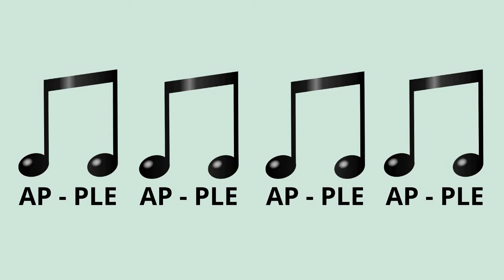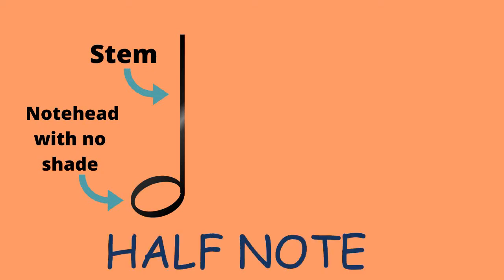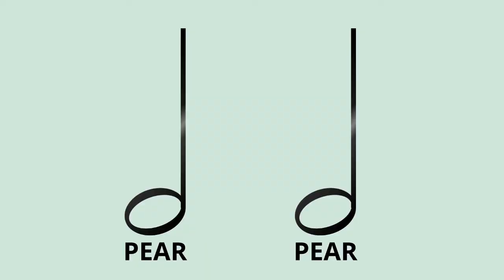Good job. Now the third note that we're going to learn looks like this. It has a note head with no shade and a stem. This note starts with letter H. Do you recall the name of this note? If you answered half note, you're correct. Now the half note has two counts. It is longer than a quarter note. And the fruit name that we will use is pear. I have here two half notes. The rhythm goes like this. Pear, pear. Can you clap the rhythm? Here we go.